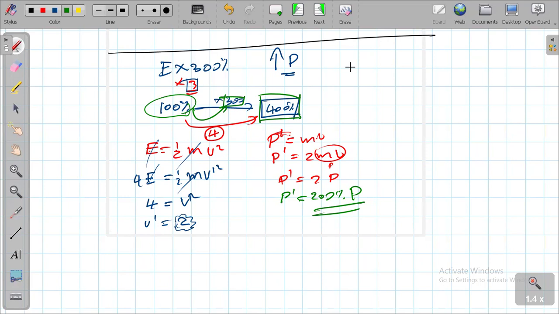Not root 300. By means different. To means increase up to 300%. Up to means 100 to 300. By means you increased an additional 300. English matters in physics.